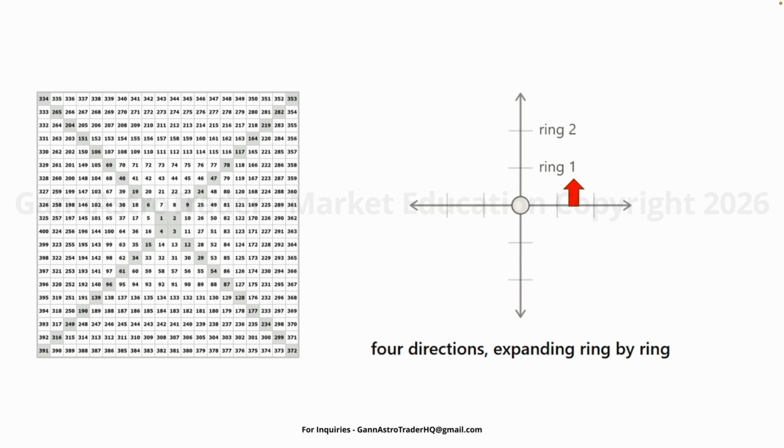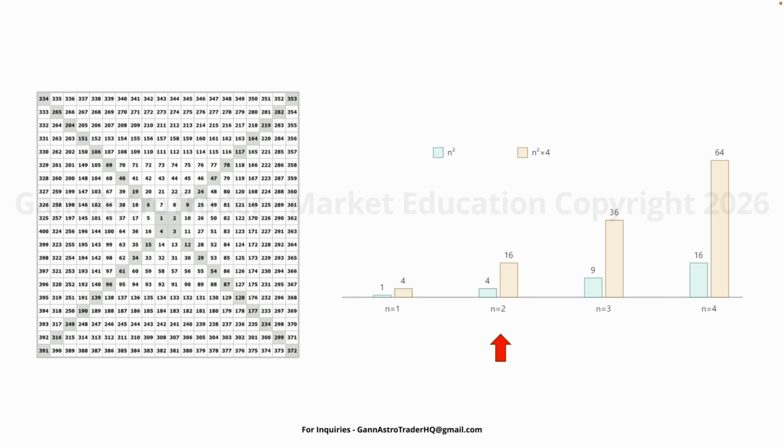Now, let's look at the mathematics behind the structure. One of the interesting relationships in the Square of 4 comes from the square numbers multiplied by 4. Take 1 squared. That gives us 1. Multiply it by 4, and we get 4. 2 squared gives us 4, and 4 times 4 gives us 16. 3 squared gives us 9, and 4 times 9 gives us 36. 4 squared gives us 16, and 4 times 16 gives us 64. So we get a sequence: 4, 16, 36, 64.